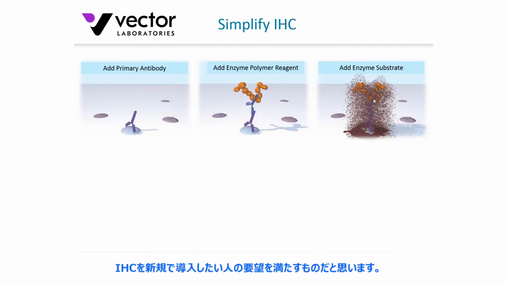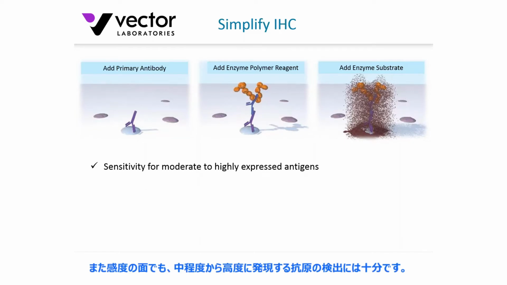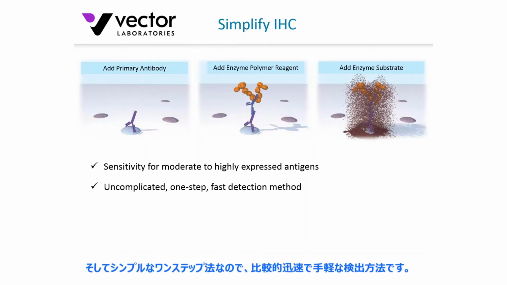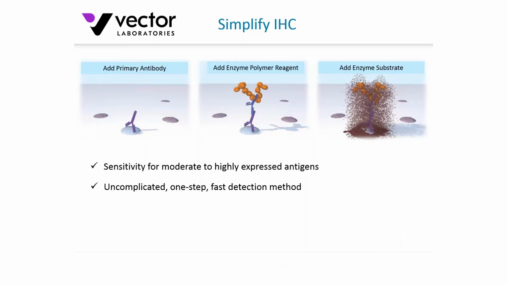This simple methodology hits all the checkpoints as far as I'm concerned in terms of simplifying immunohistochemistry, or for those who want an introduction into immunohistochemistry in their lab. It hits the points for sensitivity for moderate to highly expressed antigens. It's an uncomplicated, one-step and relatively quick detection methodology, whereby after the primary antibody has been applied, you can simply apply that secondary detection reagent, in most cases for 30 to 60 minutes, develop the substrate, and you're done about an hour after applying that primary antibody.